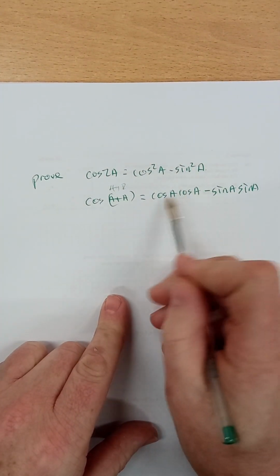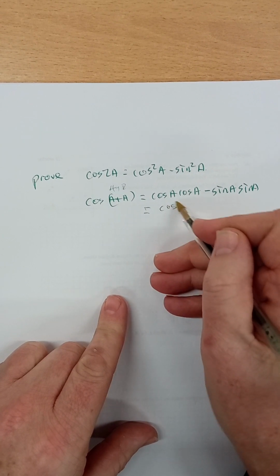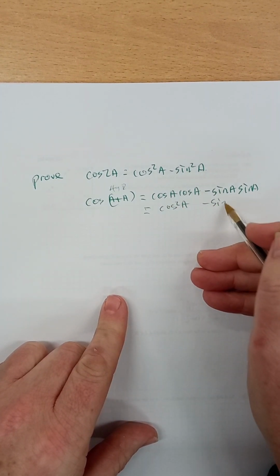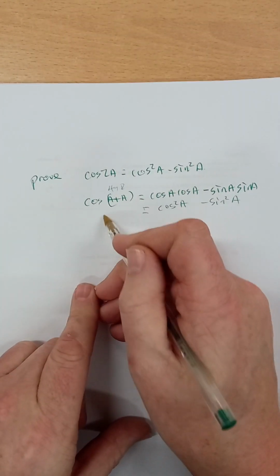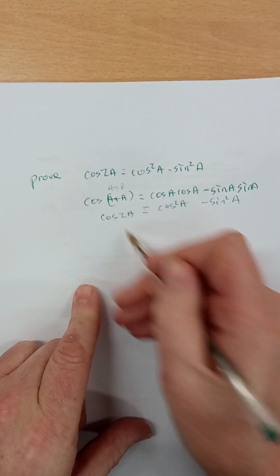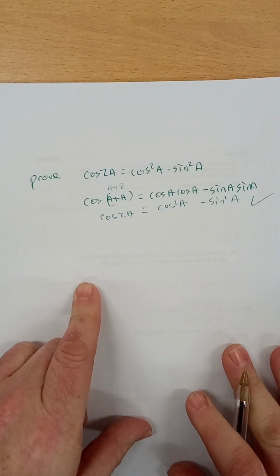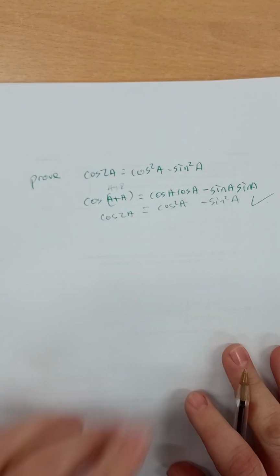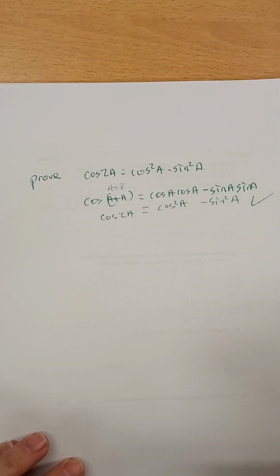And of course, what happens when you multiply the two of them together? You've got cos squared a minus sine squared a. And then a plus a is 2a. There's your proof. Can't be any quicker than that. It'd be lovely if that was the one that turns up. And of course, here's our last one then.